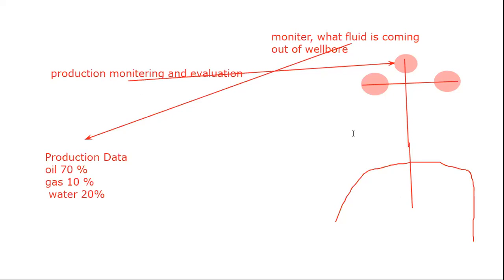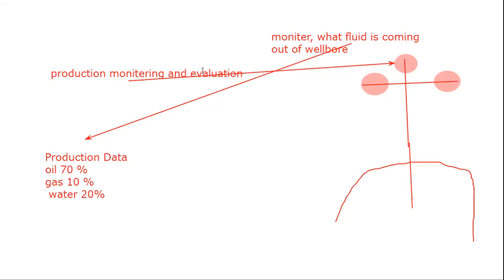This is the least risky job. I mean, it has no risk at all. This is the most comfortable job. Salaries are low, but it's a very comfortable job. You go, you stay there, monitor the data, record the data, and send it to the head office. This is the one job of the production engineer.